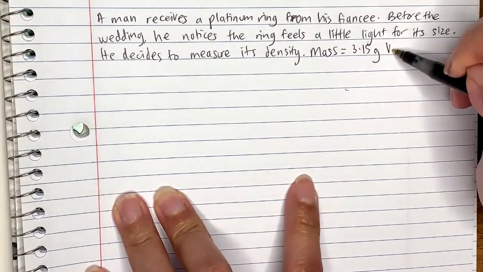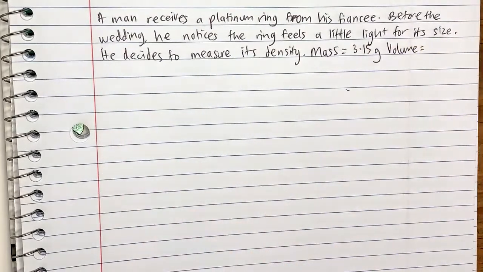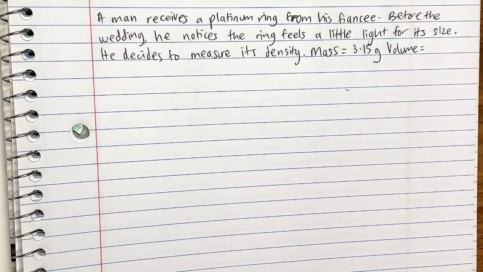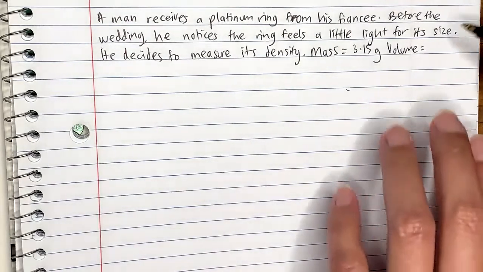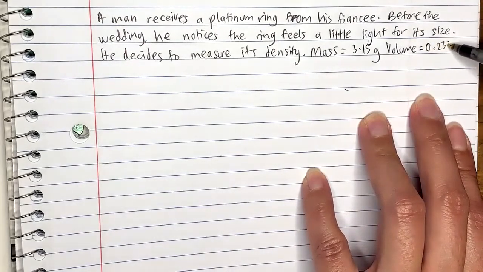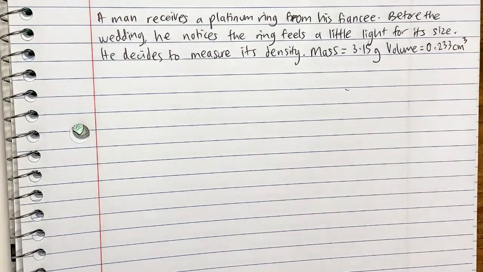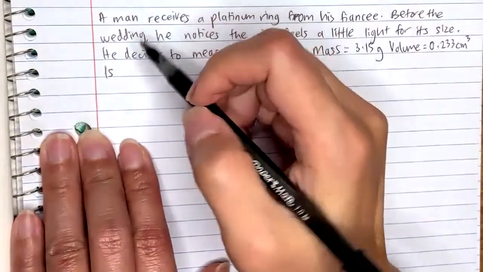Okay, and then he tried to get the volume. In this case, you can use displacement because it's a weirdly shaped object. You can't really take a ruler and measure it. So you fill your graduated cylinder with some water, read that number first, and then you drop your ring in there and read the number again. The difference will give you the volume. So his volume here is 0.233, and I don't know how he did it, but it was centimeters cubed. So it's 0.233 centimeters cubed or 0.233 milliliters. It's the same thing. Okay, and it says, is this ring made out of platinum?